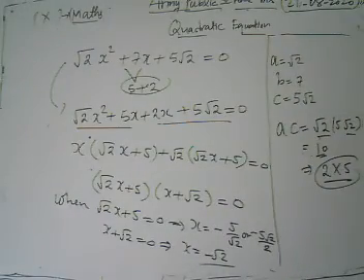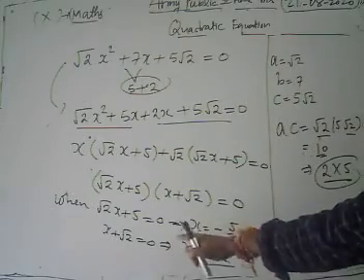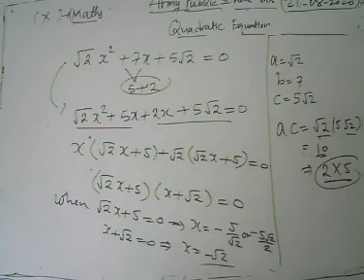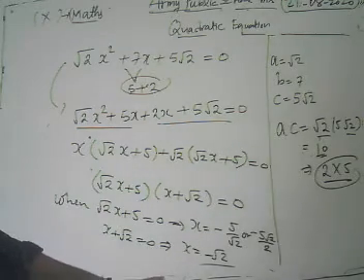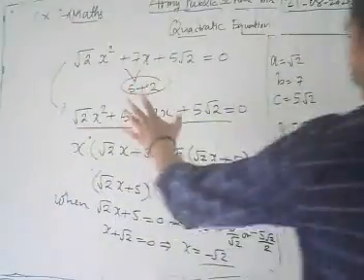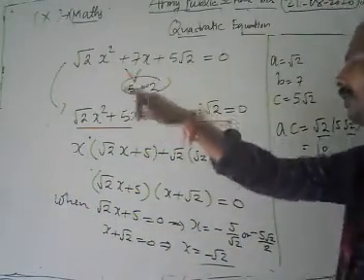What is the solution? One of the solutions is x equal to minus 5 by root 2, or we can also write minus 5 root 2 by 2. And the second solution is what? x equal to minus root 2. We have to solve our given quadratic equation. How can we solve it?